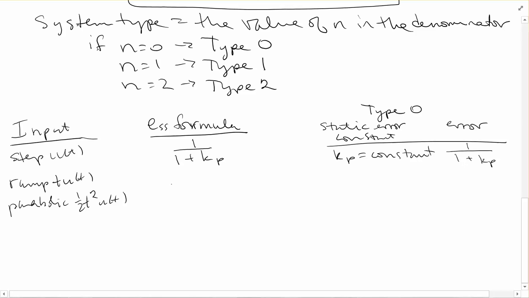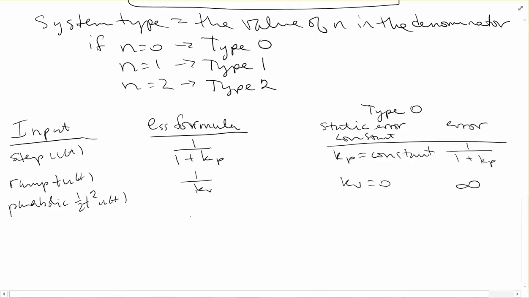And then for the ramp input, our general steady state error equation is going to be 1 over k sub v. If we have a type 0, k sub v is going to be equal to 0. You would find that out by doing the limit, taking s to 0. So k sub v will be 0. Our error here will be infinity. Okay, so we'll have infinite error if we use a ramp input on a type 0 system.